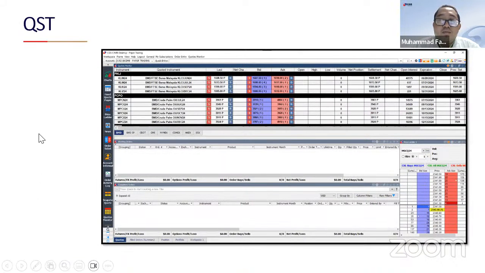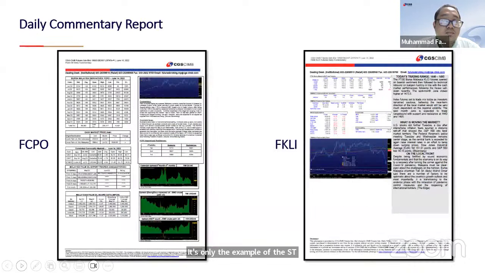So this is the example of the QST. We also have the daily commentary report for the 2 most traded products for the Bursa, which is the SCPO and FKLI. So for this trading DVTC challenge, the client can ask for the commentary report during the challenge period, which is starting from the 1st August until the 30th August.